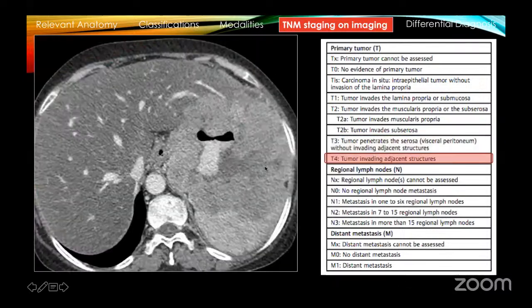And the T4 here, this is the stomach, and it has invaded the adjacent structures. Here it's invaded the spleen and it's invaded the left lobe of liver. So that is the T4 disease.